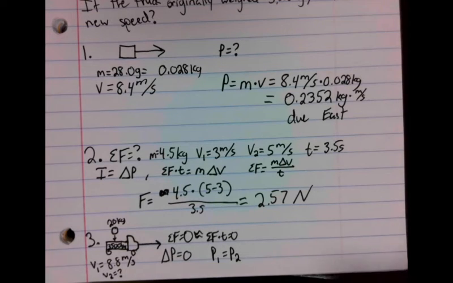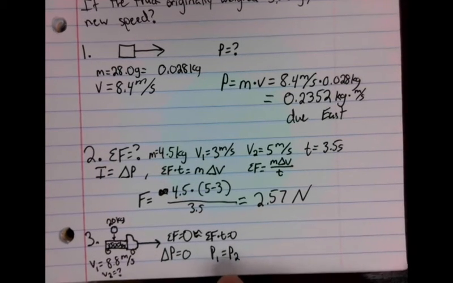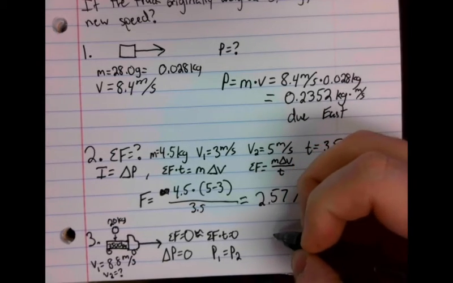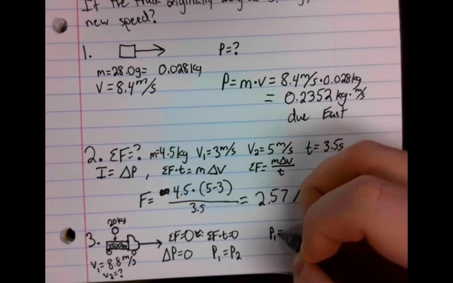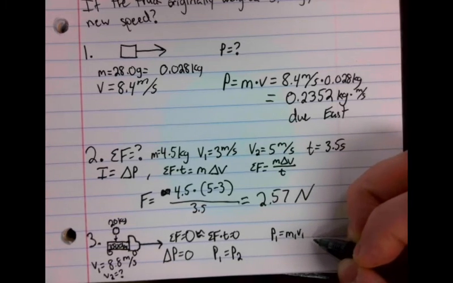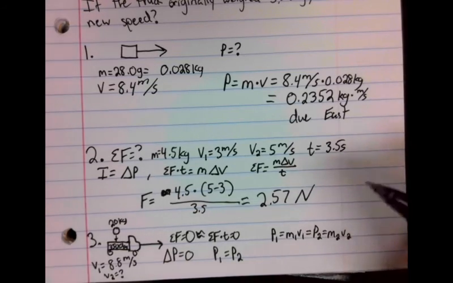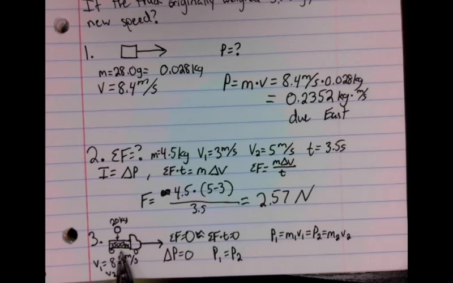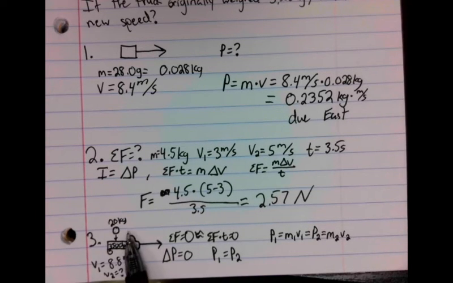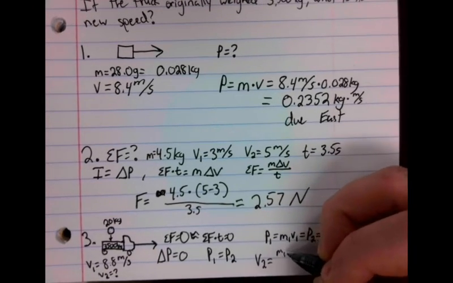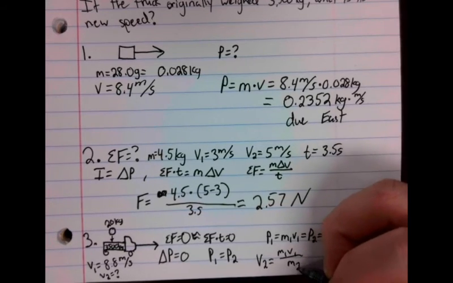So what we're going to do here is set P1 equal to P2. We're going to set our momentums equal to each other. At phase 1, P1 equals M1 V1 equals P2, which is M2 V2. We have our mass 1, which is just the 3,500 kilograms. We have our V1, which is 8.8. Our M2 is going to be these two things added together, and our V2 is what we're going to solve for. So V2 is equal to M1 V1 over M2.